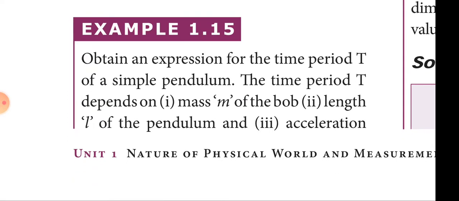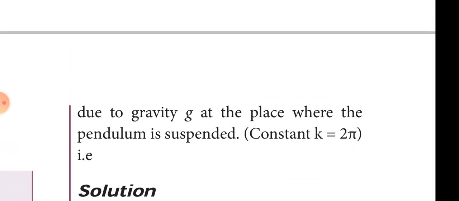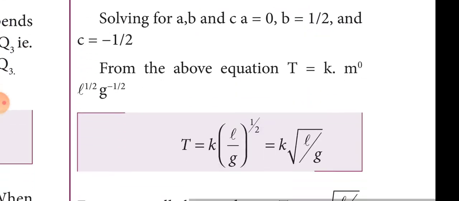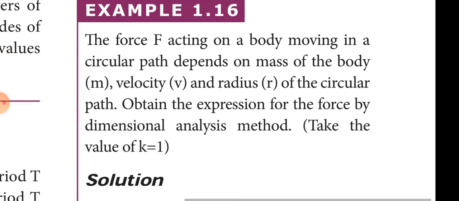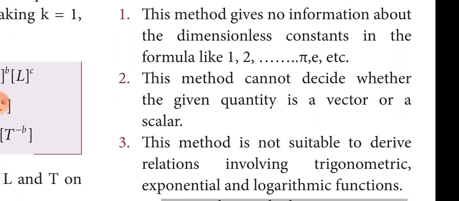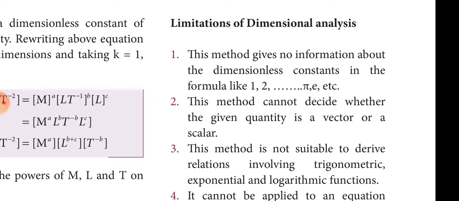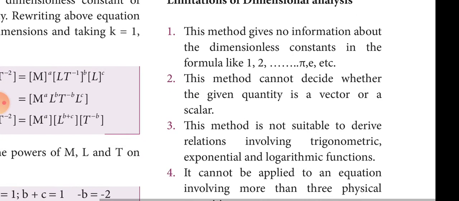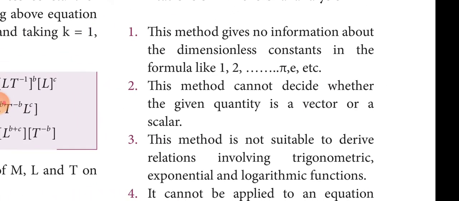Example 1.15. Obtain the expression for the time period of the simple pendulum. So the following data is provided: mass of the bob, length of the pendulum, acceleration due to gravity, and the value of constant k equal to 2 pi. So we can derive the equation T equals 2 pi root of L by g. These are the following data. We can revise our monthly test for August. And finally, limitations of dimensional analysis. The following points will be provided on the limitations of dimensional analysis. We can just revise and recall them.